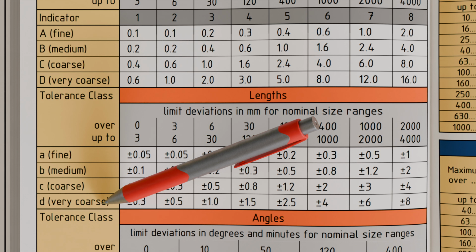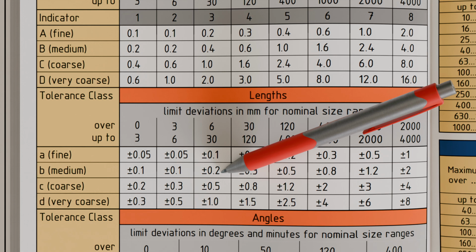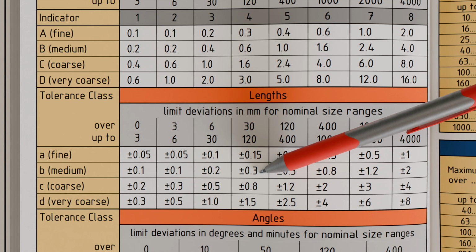The table shown lists the corresponding deviations for the different tolerance classes across various nominal size ranges. The deviations of general tolerances are always symmetrical to the nominal size. The nominal sizes are divided into different ranges, within which the same deviations apply. As the nominal size increases, the allowable deviations also increase. A nominal size of, for example, 20 mm has smaller deviations of plus minus 0.2 mm in tolerance class B than a nominal size of 100 mm, for which a tolerance range of plus minus 0.3 mm applies.